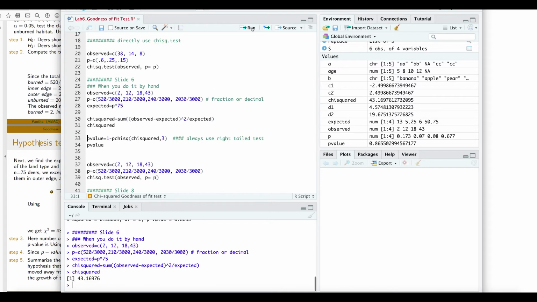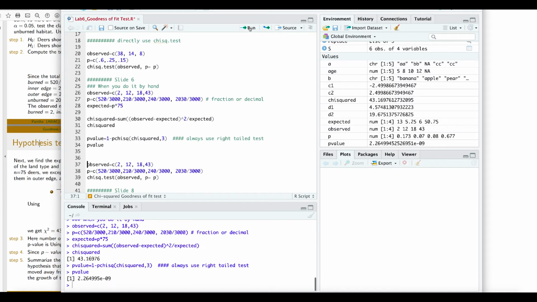Now the chi-square is again the sum of observed minus expected, squared, divided by expected. You do that. And then for the p-value, you always use a right tail test. So the p-value is 1 minus pchisq, and then 3 degrees of freedom. If you do that, this is what you get. The p-value is very, very small: 2.264995 times 10 to the negative 9. That is 0.000000 and then 2, right? So which is less than alpha. So we reject the null hypothesis, right?